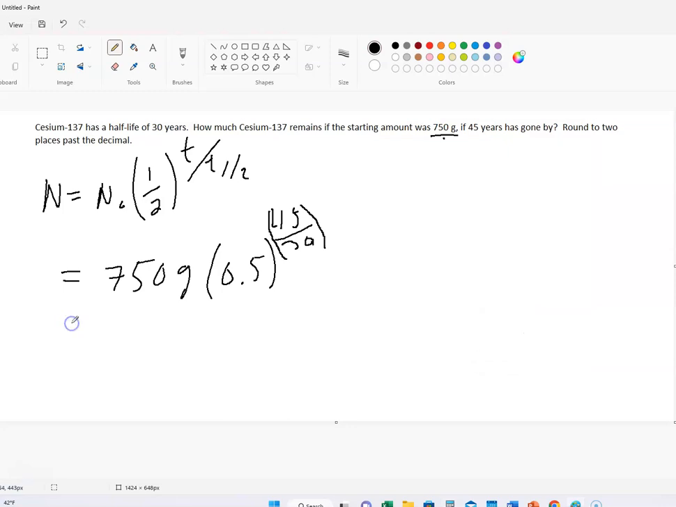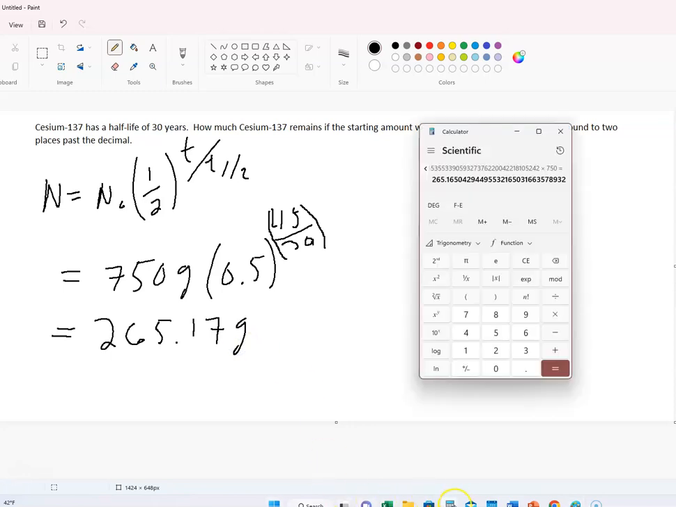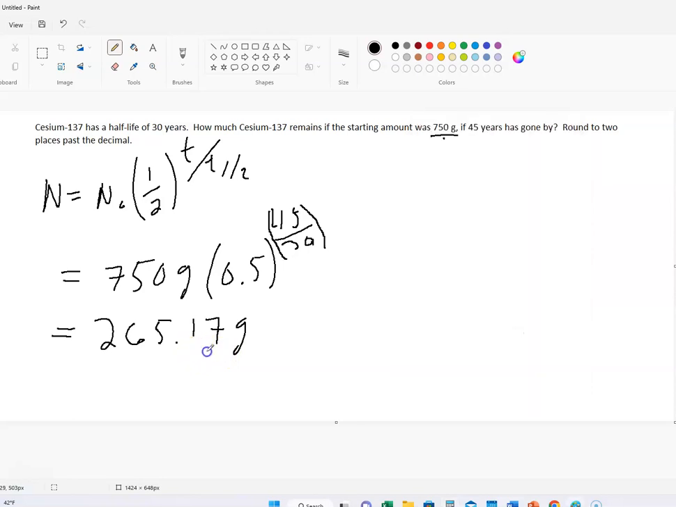So it's going to be 265.17 grams. Here, let me double check to make sure I remembered that correctly. 265.17, right? So when we say 2 places past the decimal, that's correctly rounded to 2 places past the decimal. All right, very nice. Let's do our next problem.